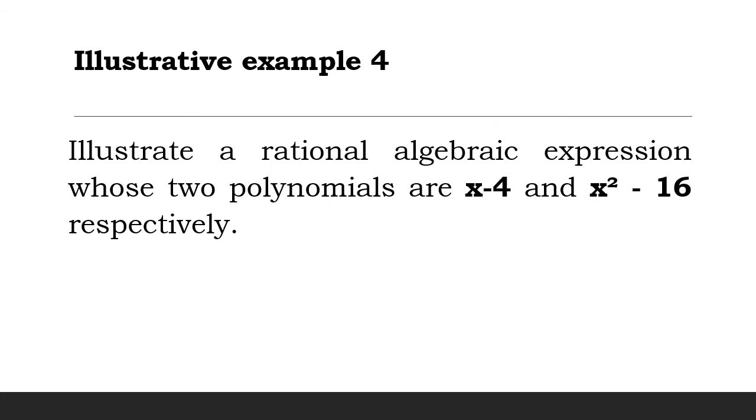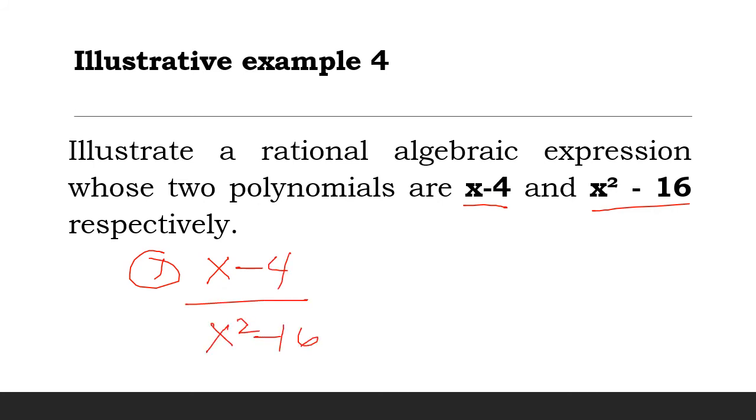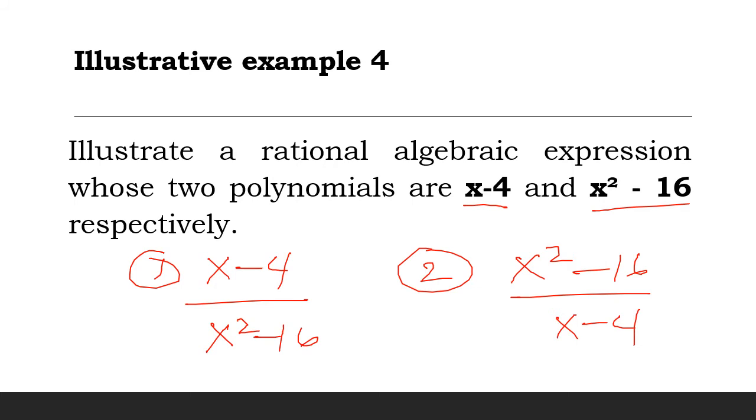Illustrative example 4. Illustrate a rational algebraic expression whose two polynomials are x minus 4 and x squared minus 16 respectively. Gamit daw yung x minus 4 at x squared minus 16, kailangan magpakita tayo ng RAE. Dalawa ang option natin or dalawa yung possible na sagot. Ang una is x minus 4 over x squared minus 16. Ang pangalawa naman na posibleng sagot ay x squared minus 16 over x minus 4. Ganun lang yung pag-i-illustrate ng rational algebraic expression.